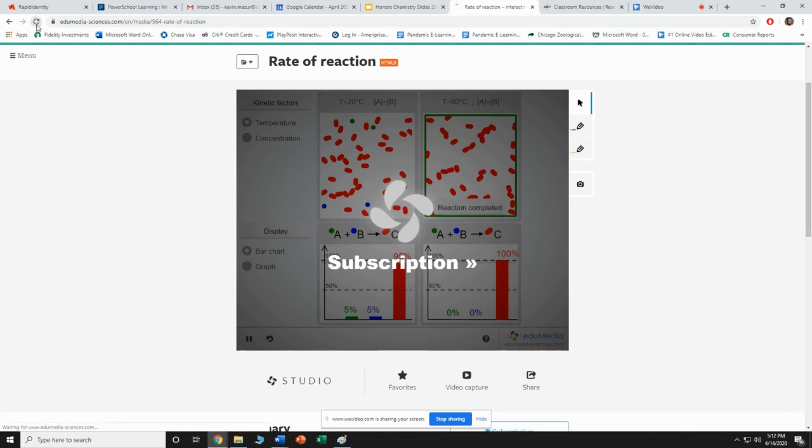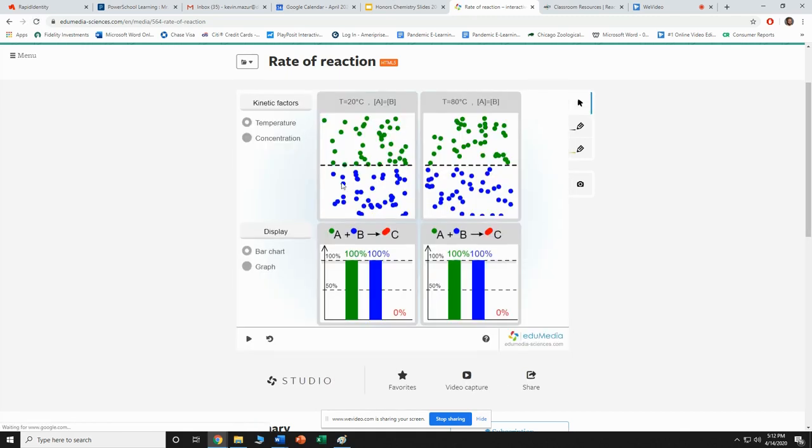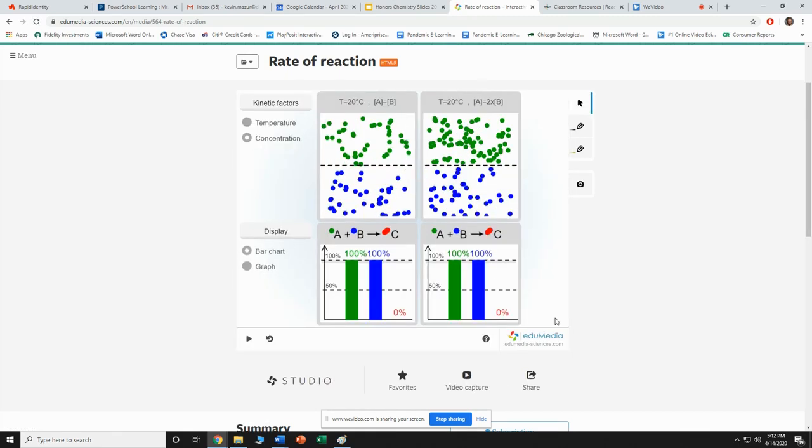All right. The other thing you can do is you can increase the concentration. Now, this is a little bit difficult to understand, so let me explain. These brackets mean concentrations. This is saying that the concentration of A is equal to the concentration of B.